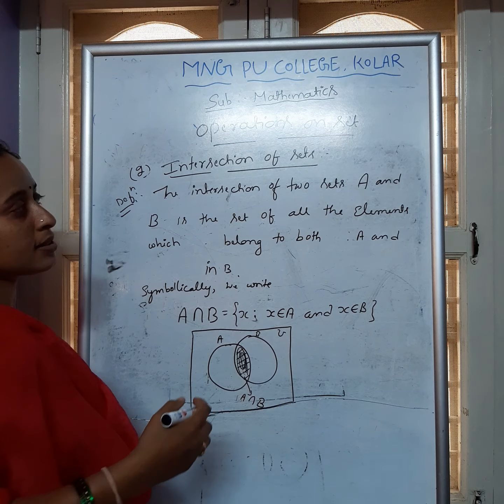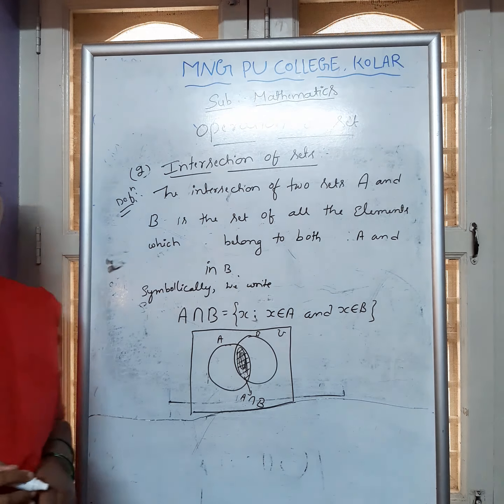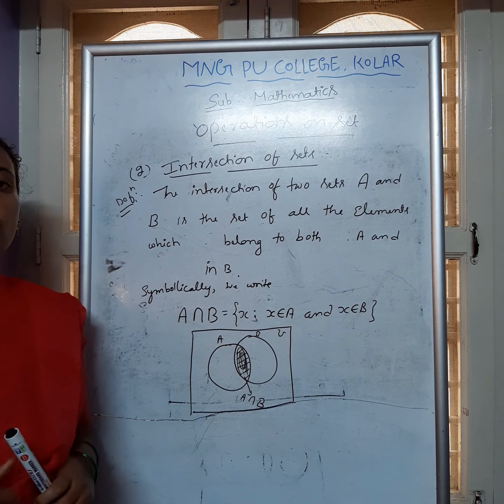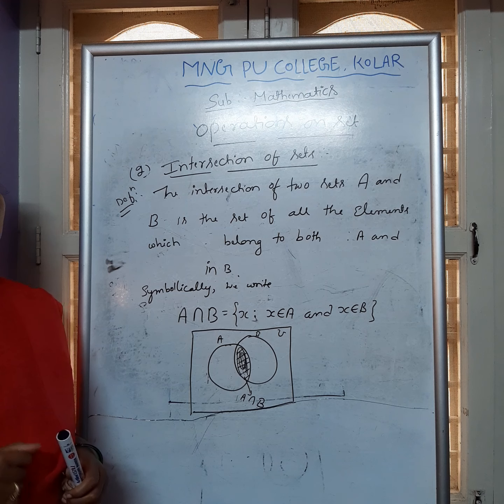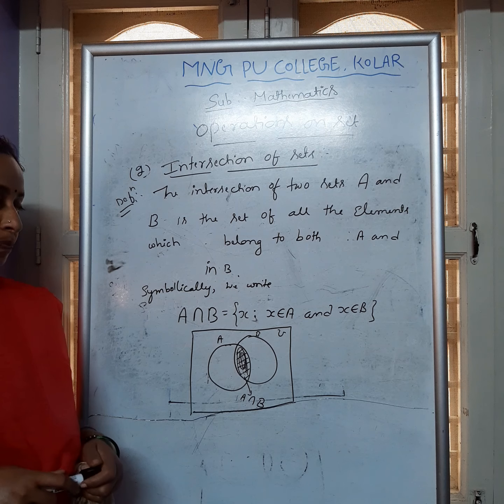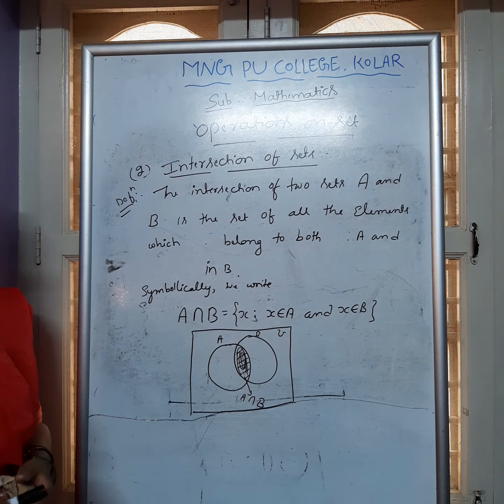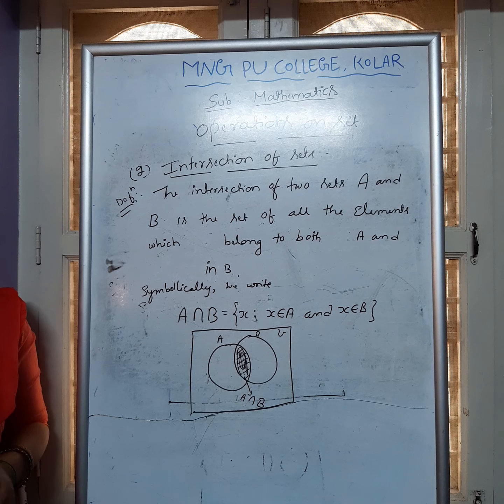Okay, that is the intersection of sets. The intersection of two sets A and B is the set of all those elements which belong to both A and B. This is the definition of intersection of sets.